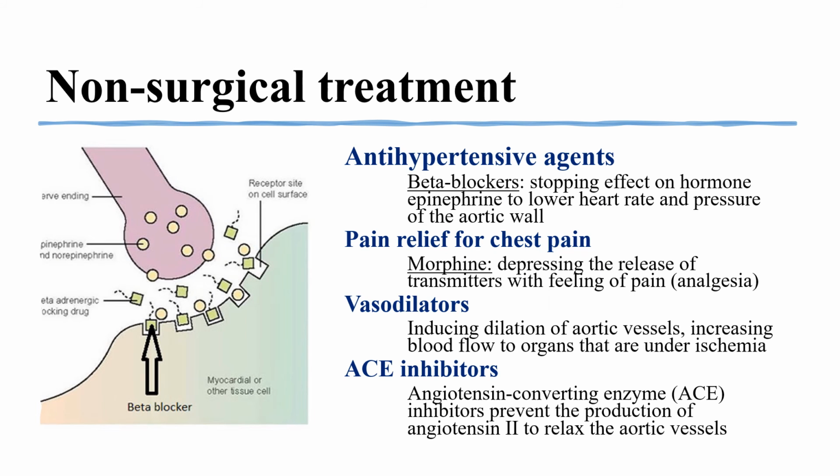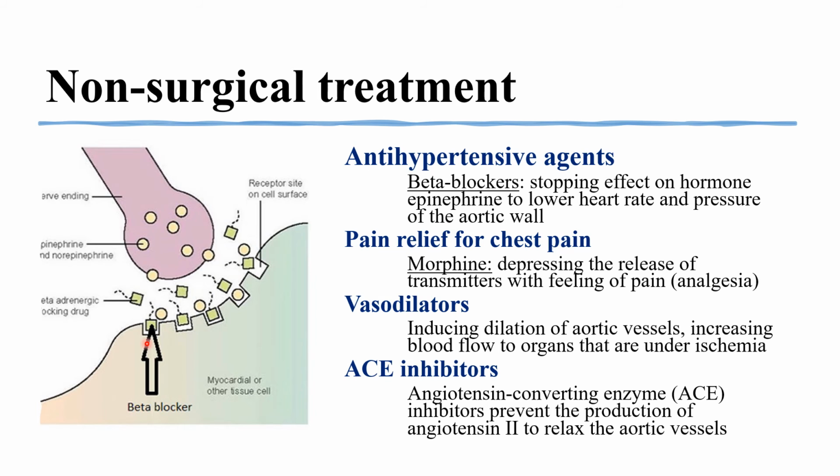The first thing that physicians may want to do is lower the blood pressure, because if the high pressure blood keeps flowing in the aorta, it can make the tear or the split become worse. That is when they use antihypertensive agents like beta blockers. The mechanism of beta blockers is to bind on these epinephrine receptors, stopping the hormone epinephrine from binding on its receptor, and it can lower the heart rate and the pressure of the aortic wall.